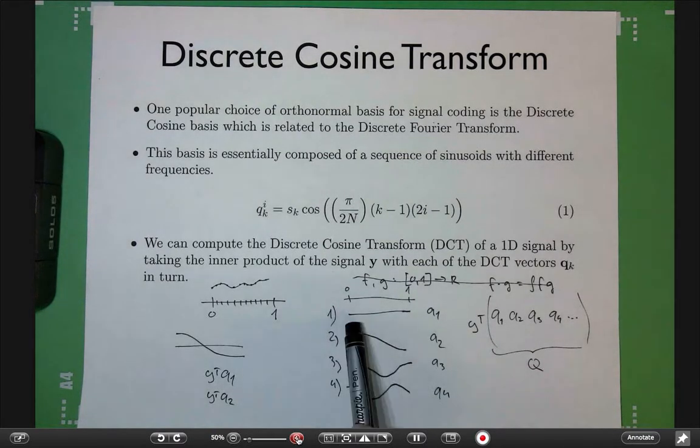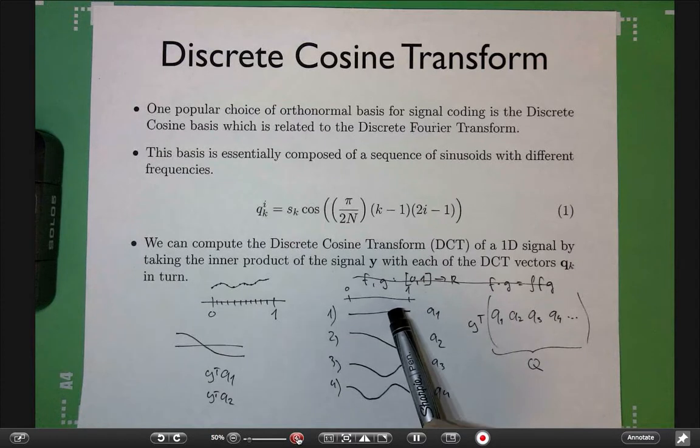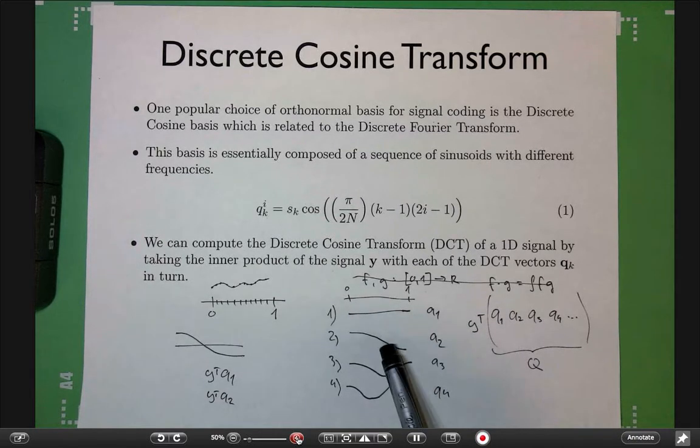If I had on the input just this, just a straight line, then the first vector would be 1, because it's orthonormal, and all of the other ones would be 0, right? So the first one would get excited maximally. If my input Y is just Q2, then I get 1 only here and zeros everywhere else, right?